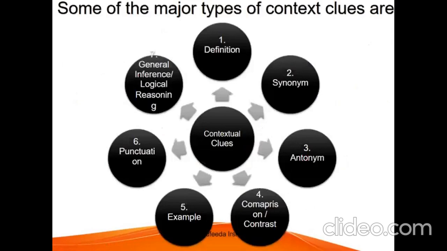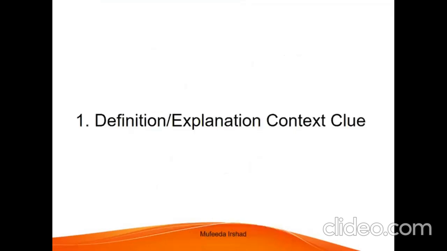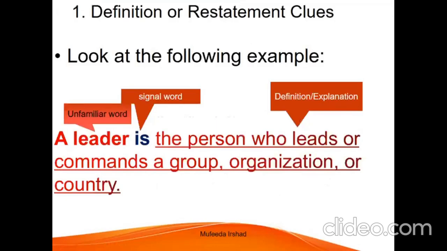Some of the major types of context clues are definition clues, synonym clues, antonym clues, comparison and contrast clues, example clues, punctuation clues, and general inference or logical reasoning clues. It's helpful to be familiar with them. Therefore, let's go through them together. The first type of context clue that we are going to learn is about definition or explanation context clue. Have you heard of the word definition before? I'm sure you have. What are definition clues then? You are familiar with the term definition, aren't you?